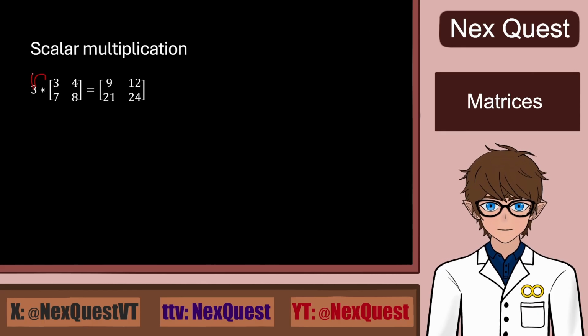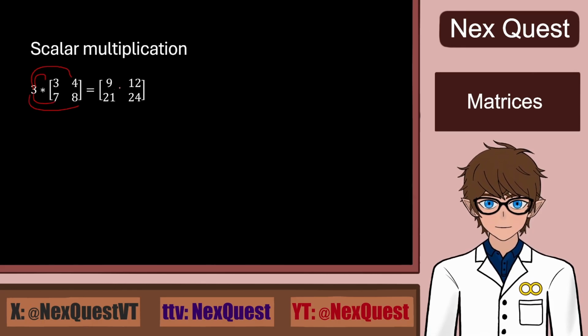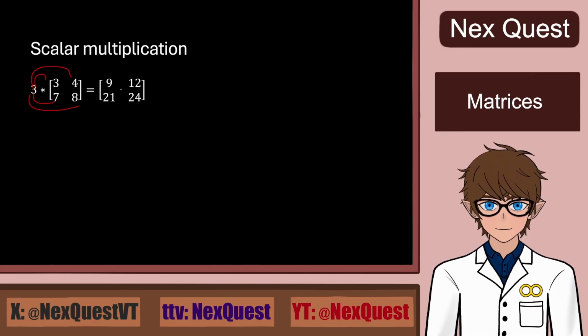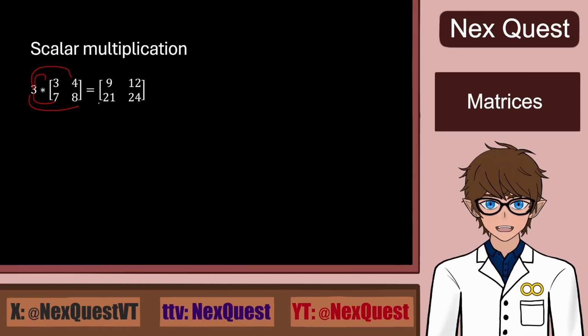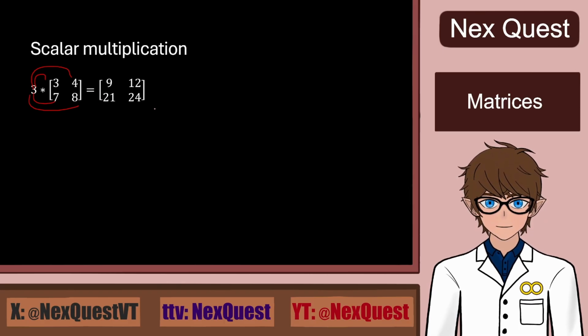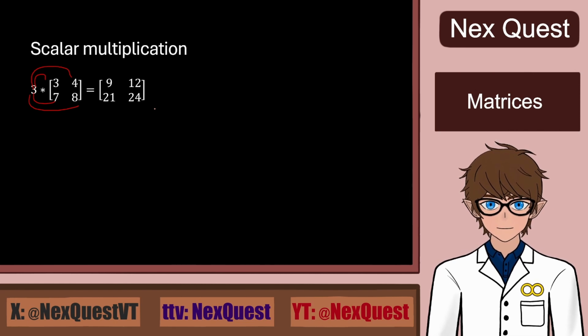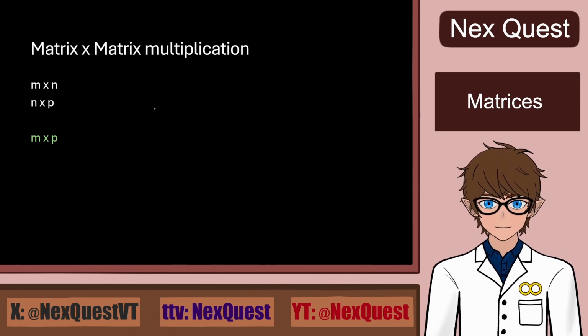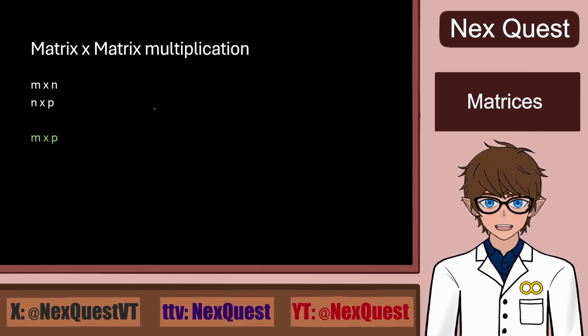We multiply 3 to each individual entry or element, and we get 3 times 3 is 9, 3 times 4 is 12, 3 times 7 is 21, 3 times 8 is 24. It's that simple. Now, to move on to harder topics, matrix times matrix multiplication.